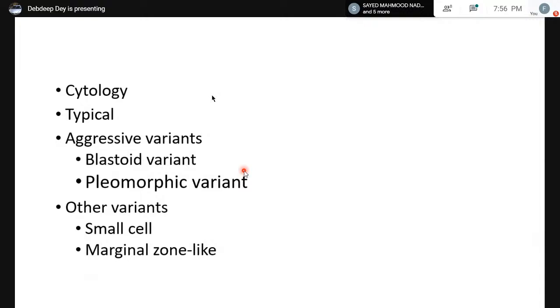Therefore, you have to do your cyclin D1 and SOX11. Remember, DLBCLs can also have cyclin D1 positivity. Therefore, it is imperative that you also do SOX11, and in more difficult cases, you can always do the FISH. Other variants which are not that clinically significant are the small cell variant and the marginal zone-like variation.